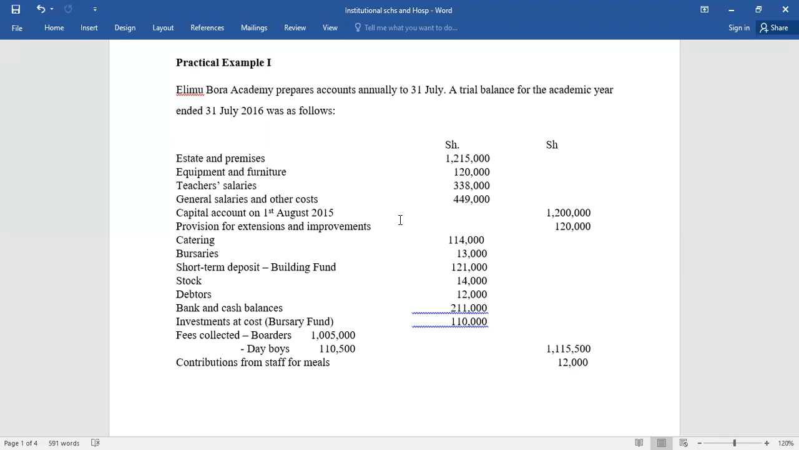So we've been told to prepare the income and expenditure account for Elimubora Academy. You've been given a trial balance showing the several items. We have assets, we have liabilities, we have income, we have expenditure items. So our mandate here will be splitting what belongs to which book. It's as simple as that.